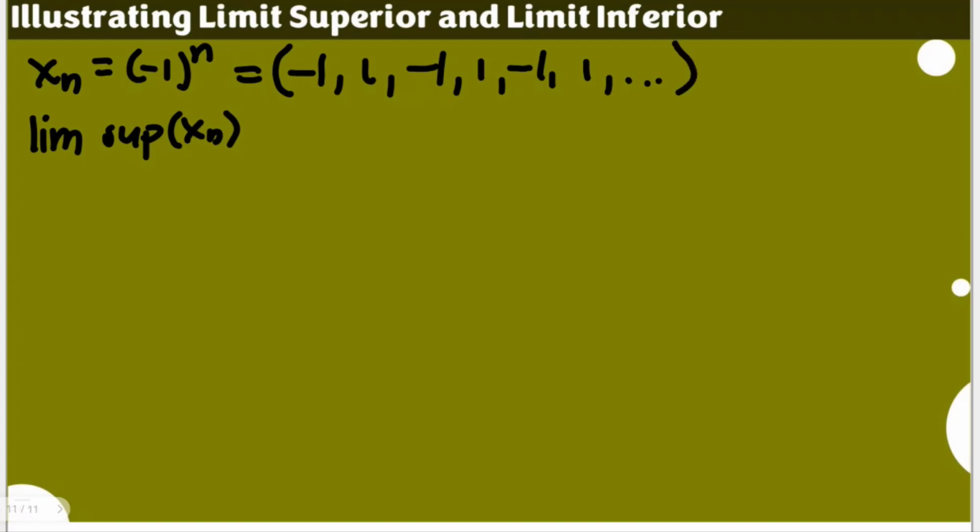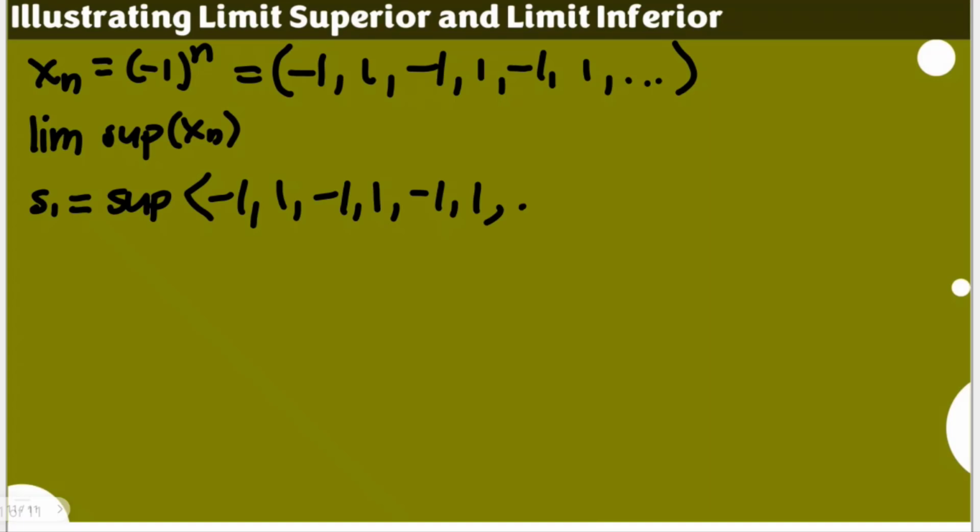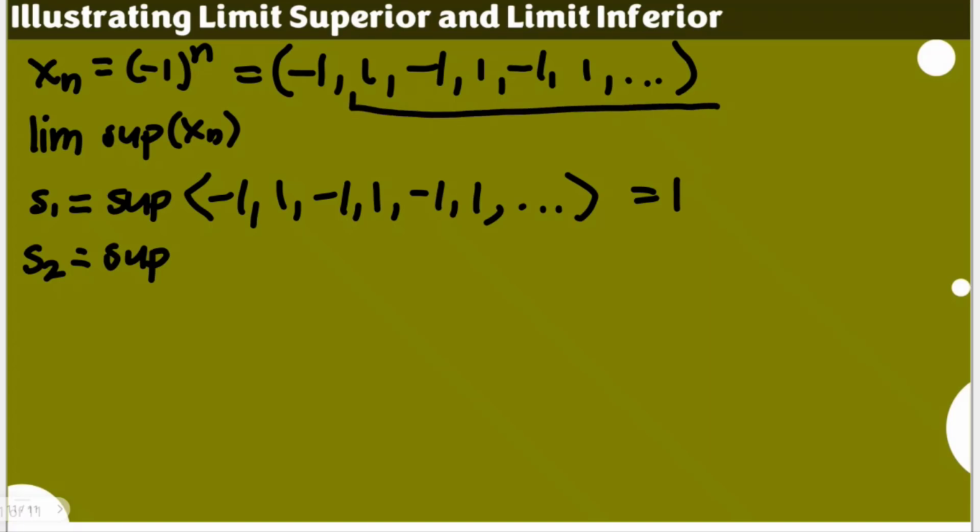For the limit superior, we need to start with coming up with certain portions of our sequence and identify the infimum of all supremum. So let's start with the first one using all the entire elements here. So you have negative 1, 1, negative 1, 1, negative 1, 1, so on and so forth. The supremum of this, which is the least upper bound, is of course equal to 1. Okay? For the second, let's say we start with the second element onwards. So you have 1, negative 1, 1, negative 1, 1, negative 1, and so on and so forth. Its supremum is also equal to 1.